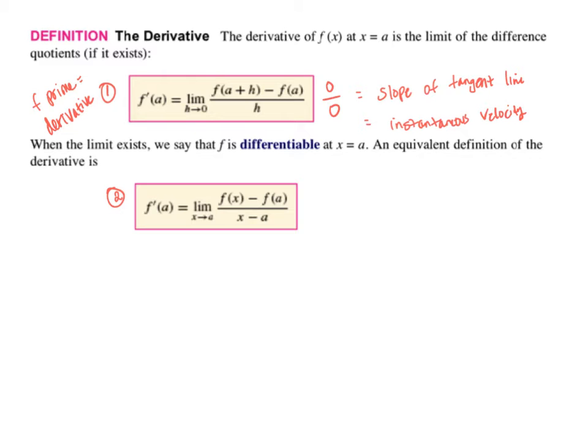When the limit exists, we say that f is differentiable at x equals a, and an equivalent definition of the derivative, f prime of a, is equal to the limit as x approaches a of f of x minus f of a over x minus a, change in y over change in x. If those two values become the same value, again, we are forcing that 0 over 0. If a limit is said to be indeterminate, if the quotient is indeterminate, it is always possible to algebraically manipulate it and find an answer.